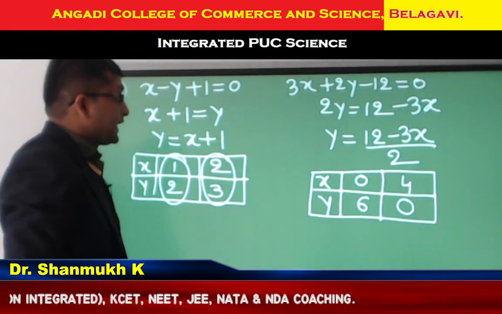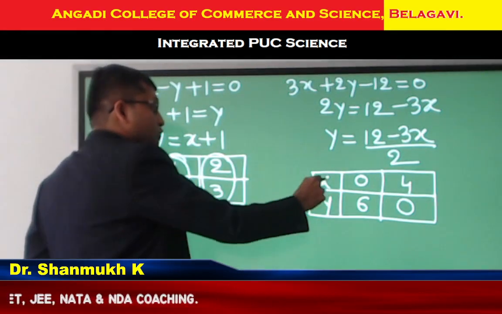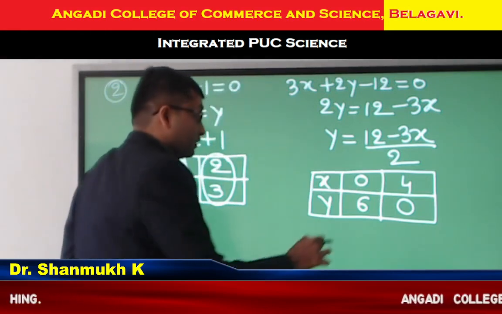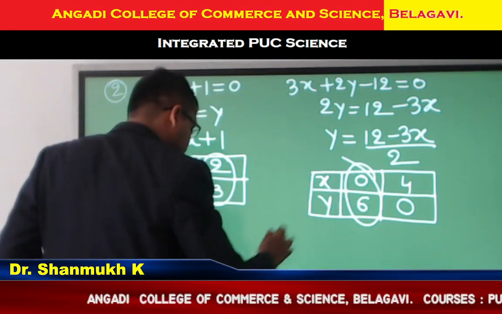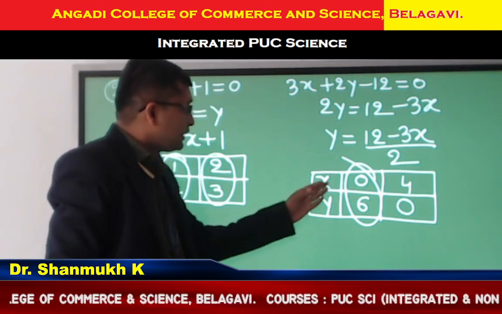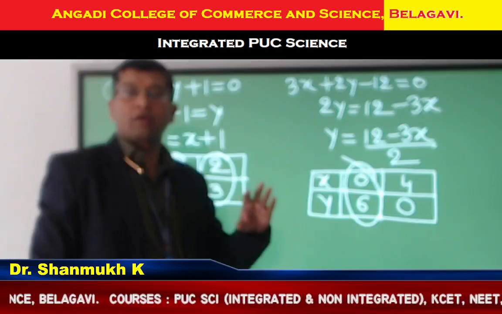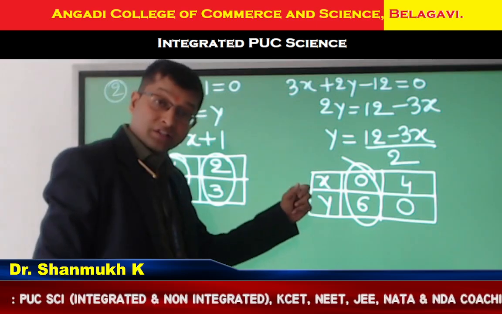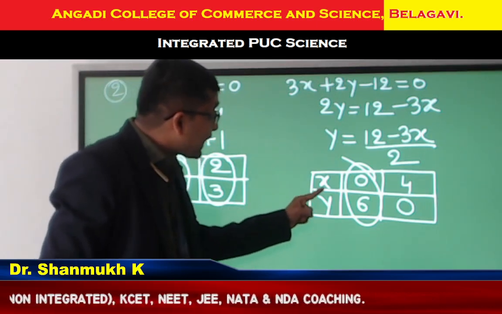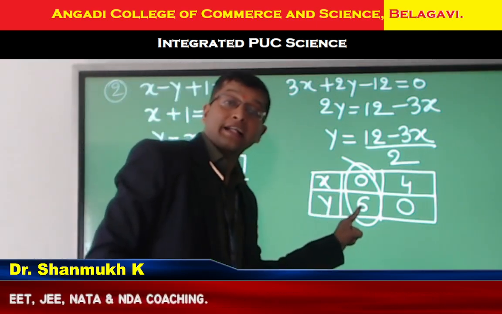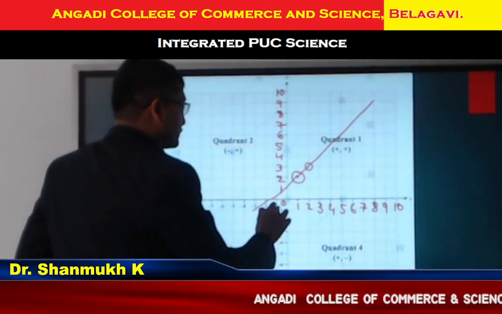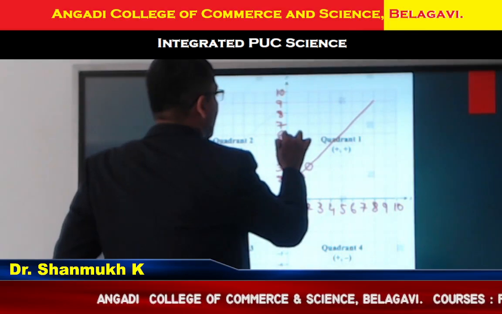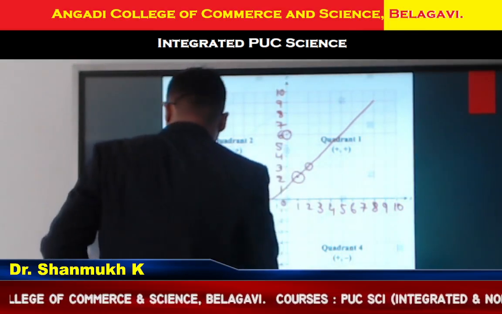Then the second equation corresponds to these values. This is the first set of values: x is 0, y equal to 6. That means the x coordinate value is not there, only y, meaning the point lies on the y axis. X equal to 0, y equal to 6. The point will lie on the y axis.